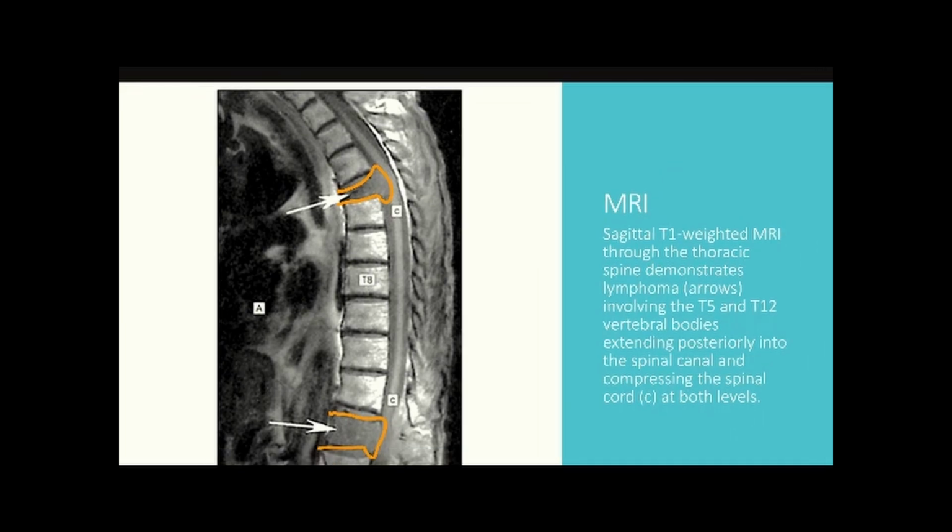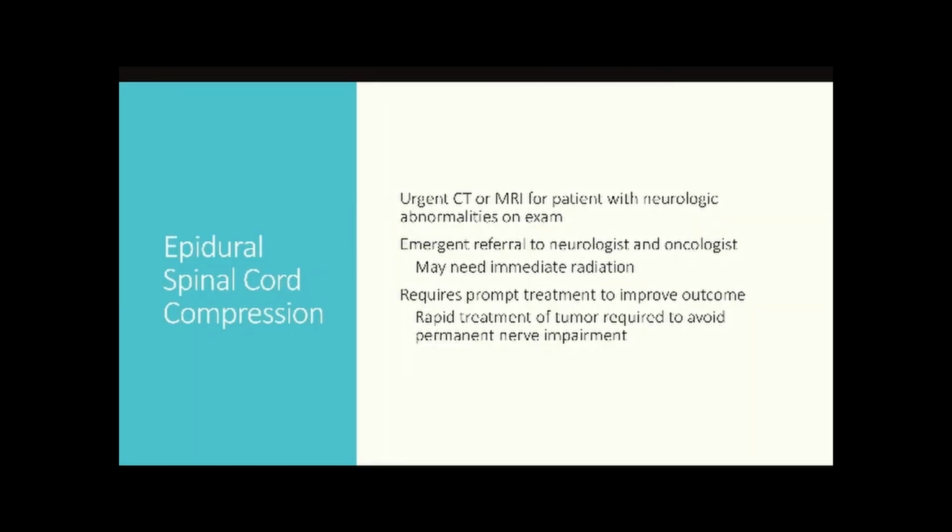Okay, so for epidural spinal cord compression, get an urgent CT or MRI for anyone with a neurological abnormality on exam. So they're having weakness, sensory problems, or something going on in that exam that you found. Emergent referral to a neurologist and oncologist. You've got to get them both involved. This is a tumor, they need to know the growth and whatnot. May need immediate radiation to shrink the size of it. Prompt treatment improves outcomes.